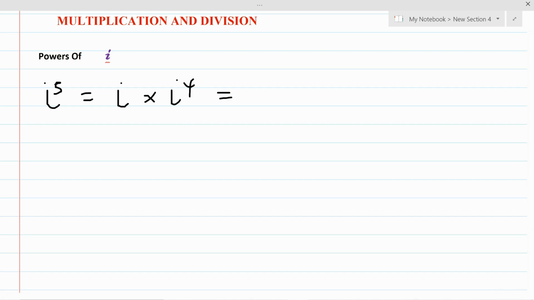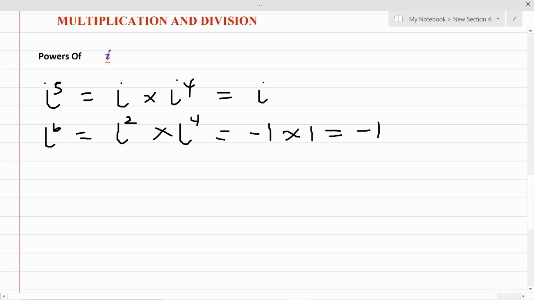And so i times 1 will be what? i. Now i to the power 6 will also be equal to what? i squared times i to the power 4. And i to the power 4 we know is always 1. So it becomes i squared, which is also what? -1. So it becomes -1 times 1, which is equal to -1.